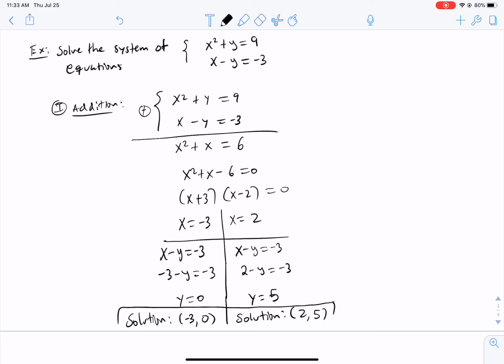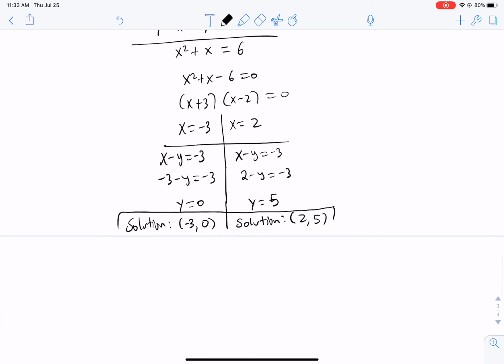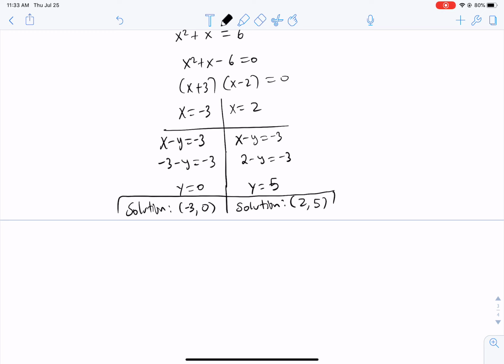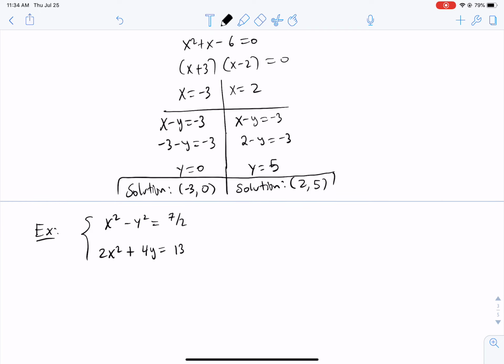Right. So here's another example. Let's see if we can manage to work with this. Imagine that you have x squared minus y squared equals 7 over 2, and you have 2x squared plus 4y, and say this is equal to 13, like this.